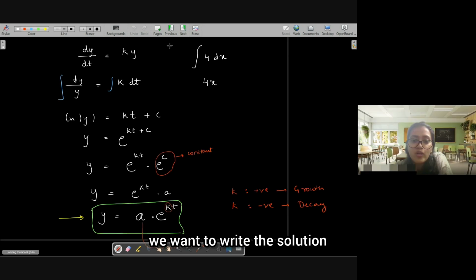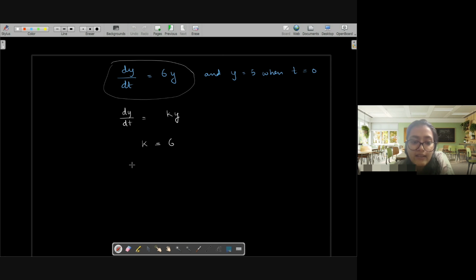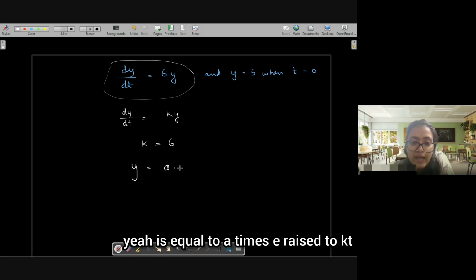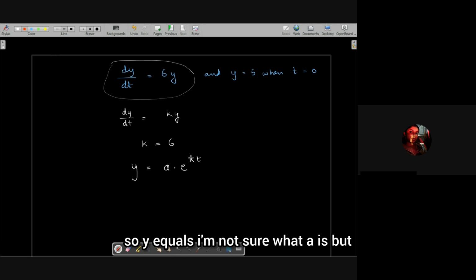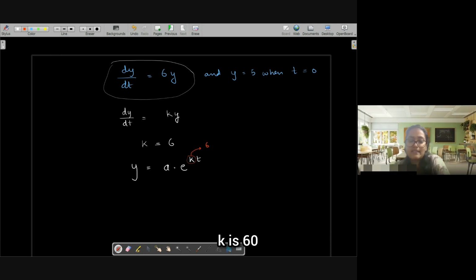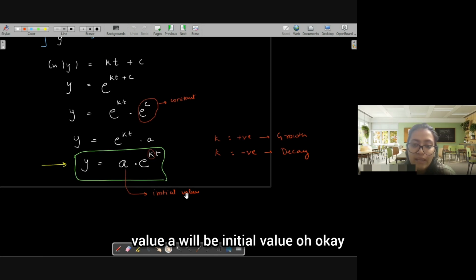Right? We want to write the solution. The solution is y is equal to a times e raised to kt. I'm not sure what a is, but we know k is 6. Now A, if you remember, A was the initial value.